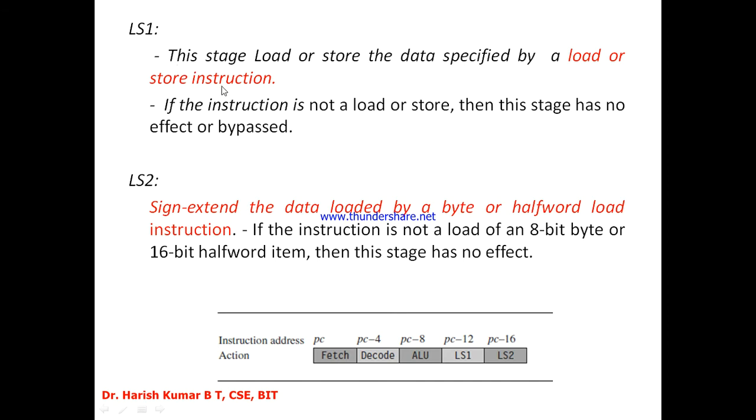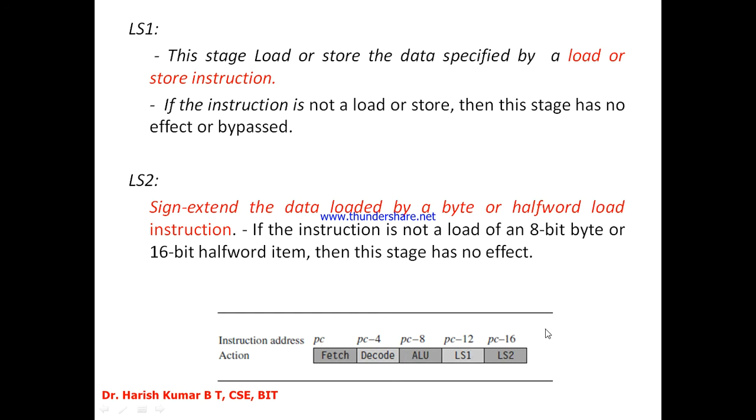Now LS1, as I already told, this stage loads or stores the data specified by the load or store instruction. If it is a load instruction, it reads and loads to the register. LDR loads there itself. If it is LDRB or LDRH, it will go to the LS2 stage also. And for other instructions except load and store, this stage is bypassed. Now LS2 sign extends the data loaded by the byte or halfword instruction. That is what I was mentioning. LDRB or LDRH, the sign extension takes place.